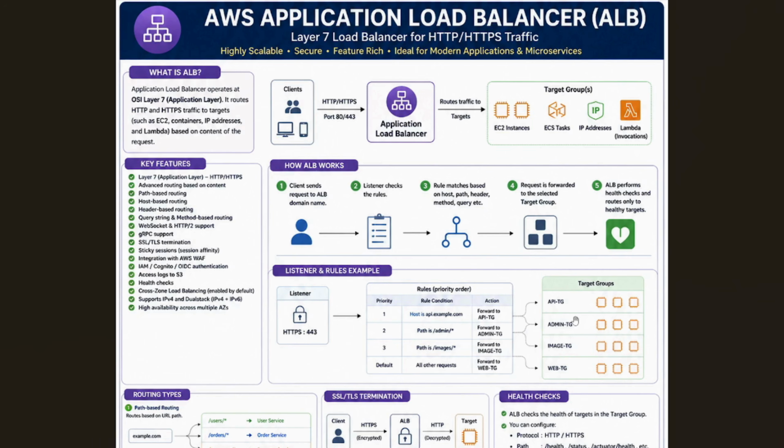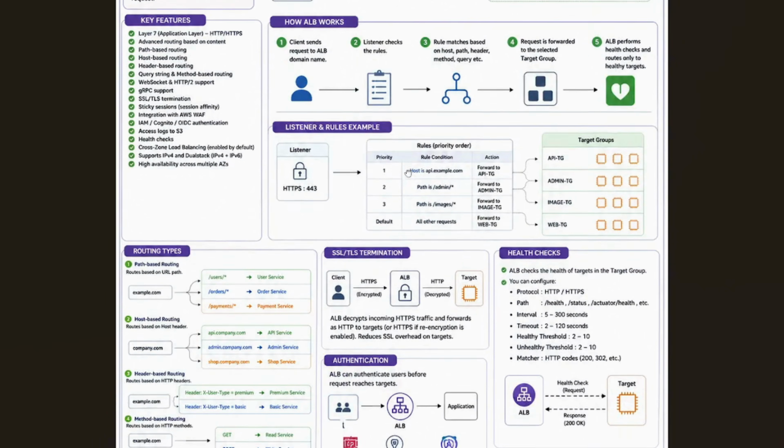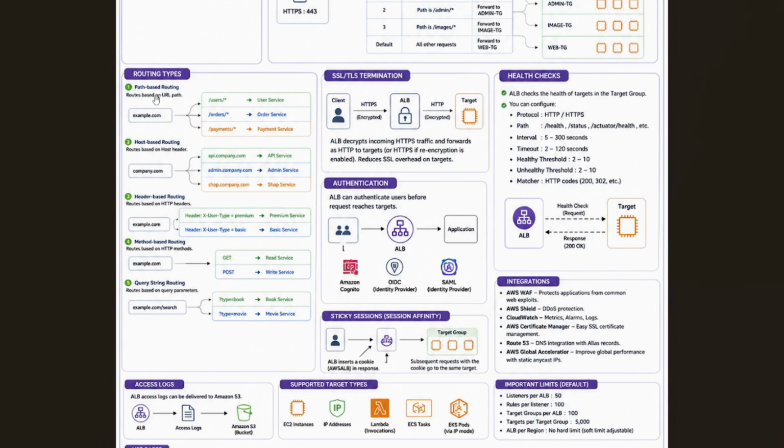One more thing that ALB does is perform health checks of the target group. It will check whether it is healthy or not. If it is healthy, then it will call that particular target group. So the advantage of ALB is again the health checks. It will keep checking, and if it is not healthy, it will not send a request to that target group.